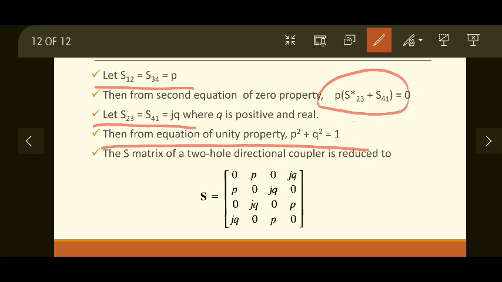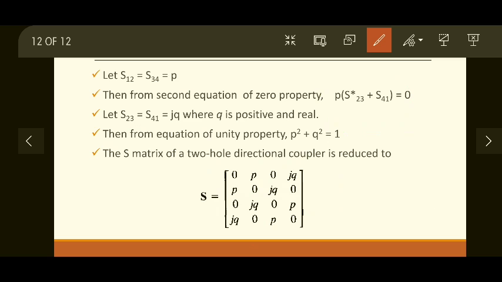So if we assume these numbers, then our S matrix will be reduced to this one. S12, S21 and the others are real, and the other off-diagonal elements will be imaginary, jQ. This can be used for calculation of the S matrix of the two hole directional coupler.